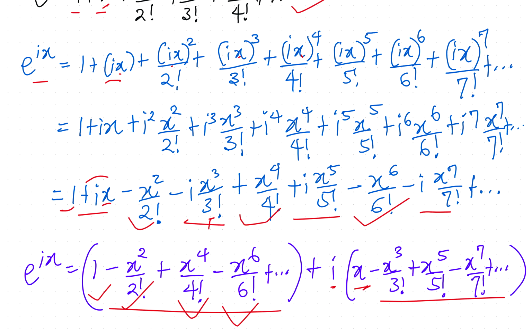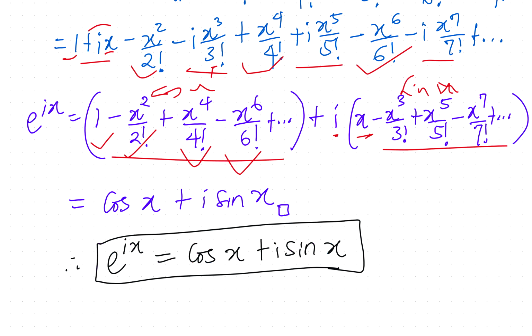So this whole thing is looking like cos x, while this whole thing is looking like sine x. All right, sine x. So that's why we can say this whole expression is actually cos x, while this other part is sine x. So it is true that e raised to power ix equals cos x plus i sine x. So if you extend that to e raised to power i theta, that would mean that e raised to power i theta is also cos theta plus i sine theta.